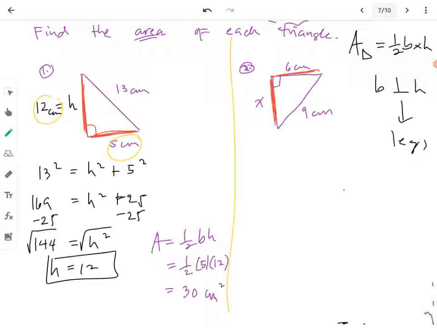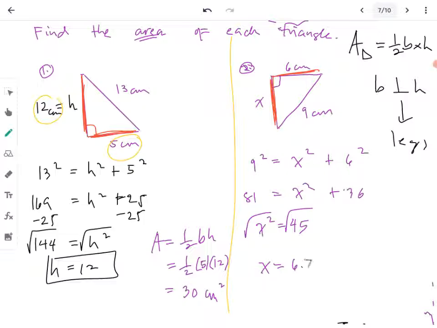So let us set up first an equation for the Pythagorean theorem. The hypotenuse is 9 cm, so we say 9 squared equals the sum of the squares of the legs, and we have 81, we have 36. Subtracting 36 from both sides, we have 45. Taking the square root of both sides, that's 6 point something, 6.71 cm.